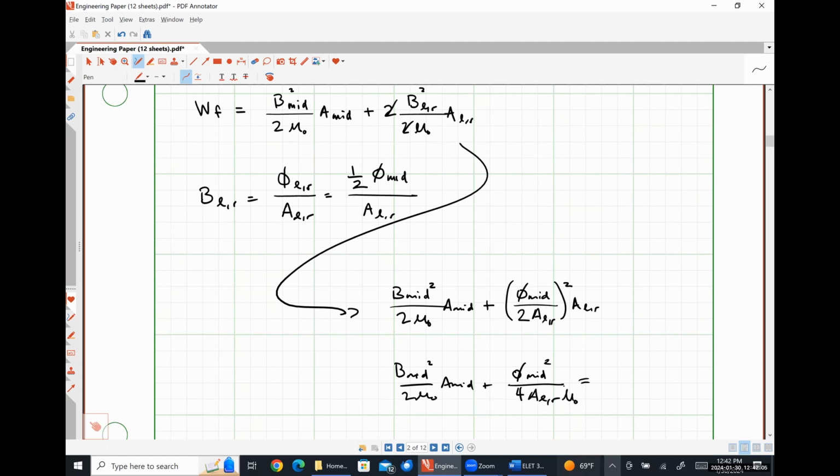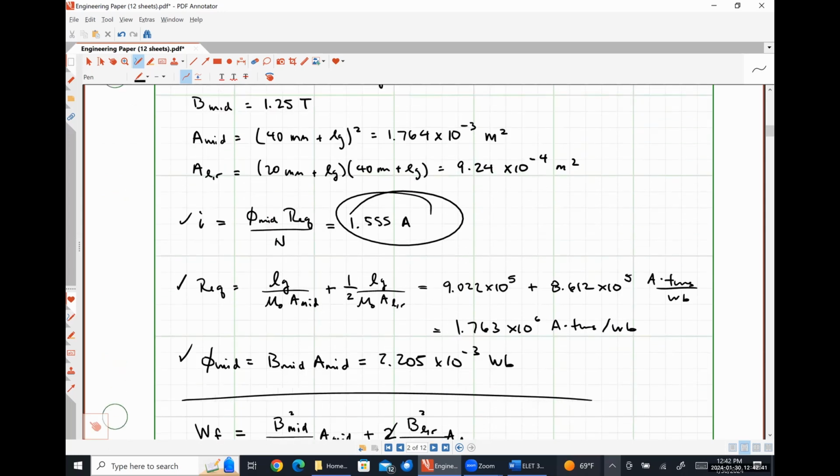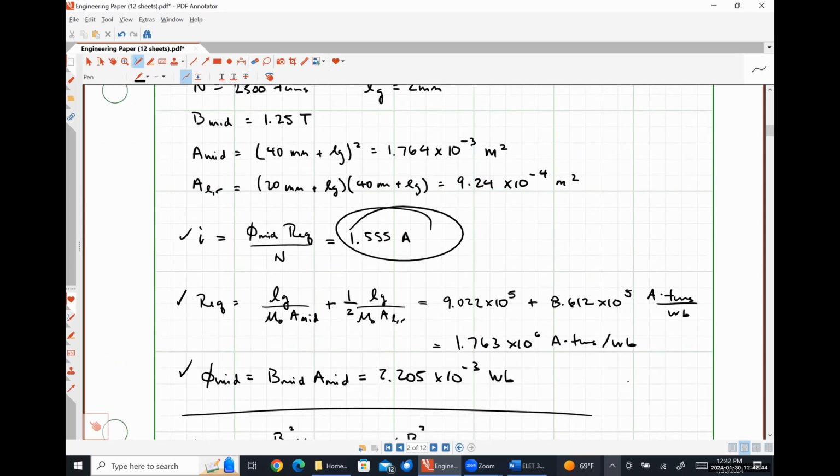U naught. There we go. Let me put this over here. A left to right divided by mu naught. Yes, okay. Thank you for that. 1.25 squared divided by 2 times 4 pi times 10 to the minus 7. And then our A mid is 1.764 times 10 to the minus 3.